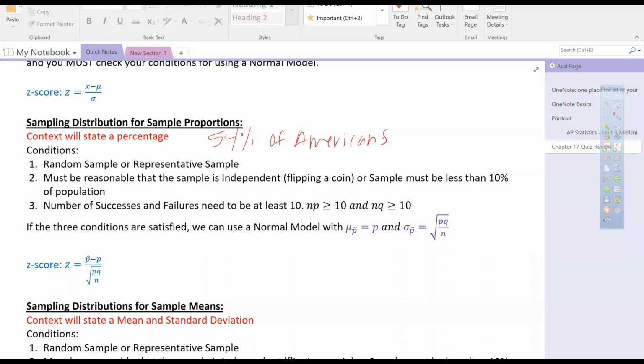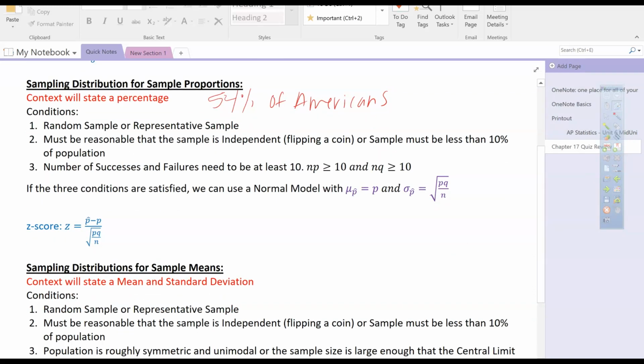The second condition has to be that it's reasonable that it's independent. Like, for example, flipping a coin doesn't necessarily have a population, so you wouldn't say that flipping a coin is less than 10% of the population, because that doesn't make any sense. So it needs to be reasonable that the sample is independent, or the sample must be less than 10% of the population. And then the third condition is that the successes and failures need to be at least 10. So n times p and n times q both have to be greater than or equal to 10.